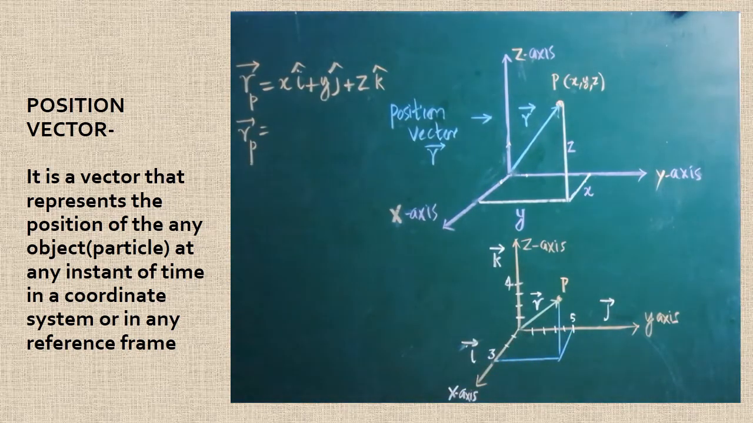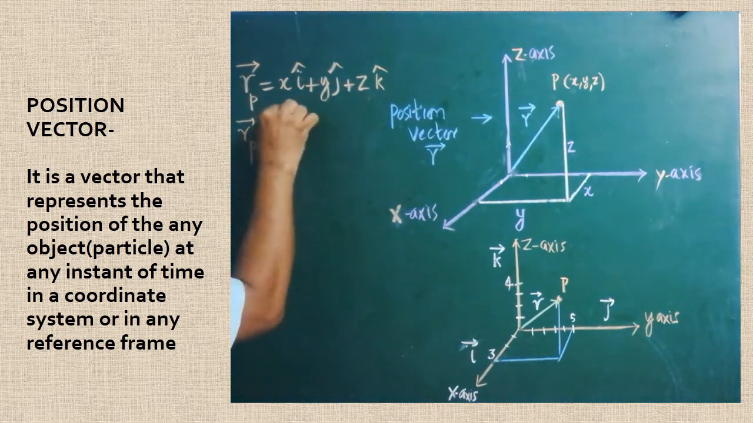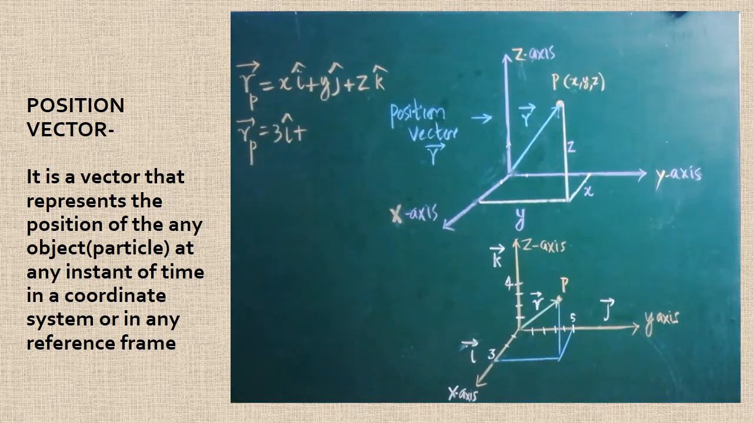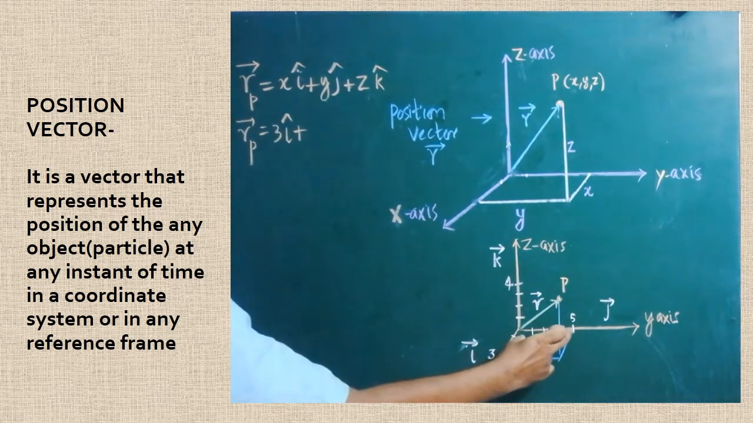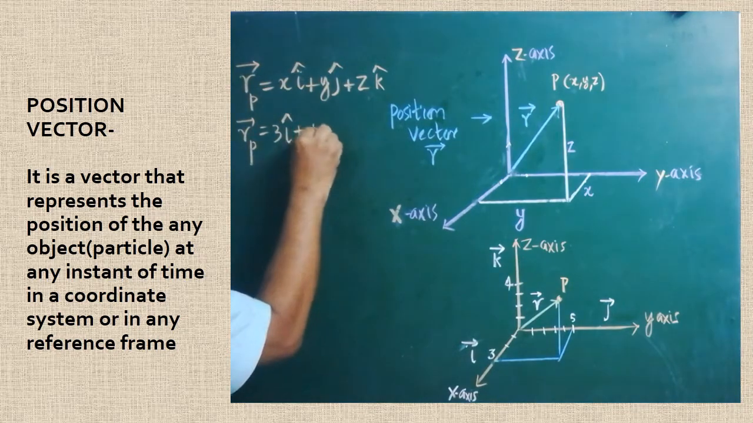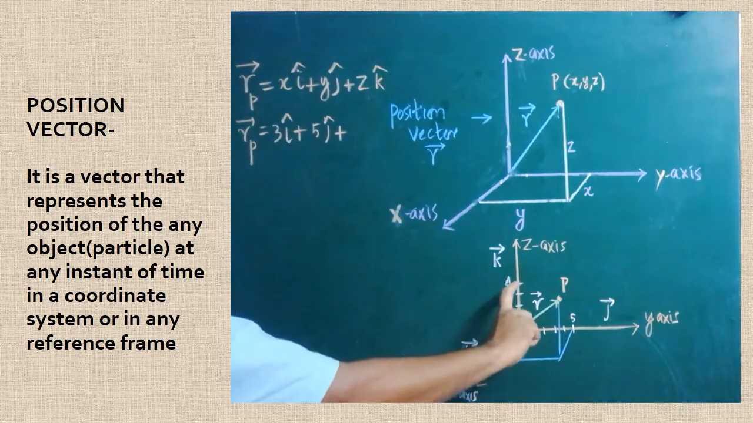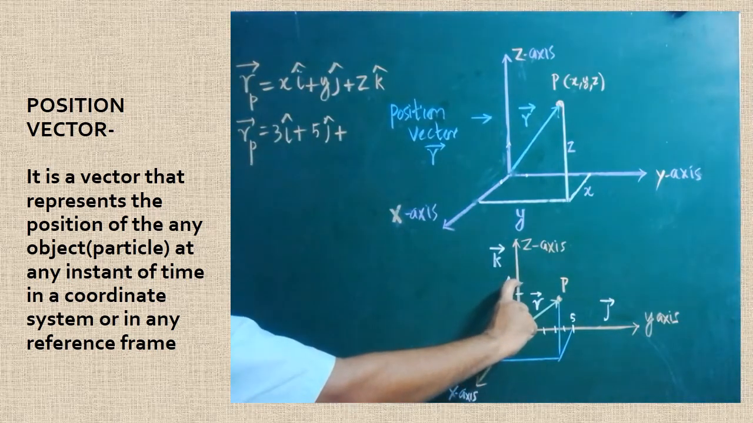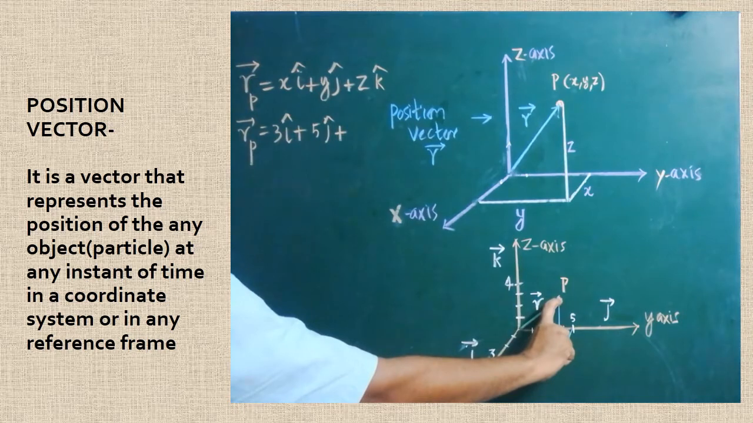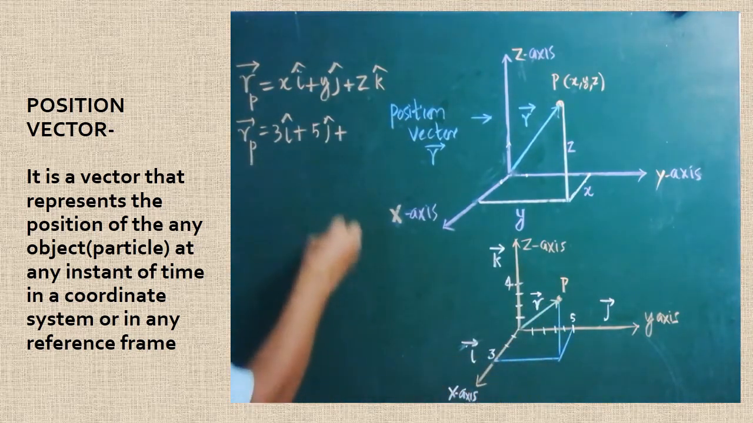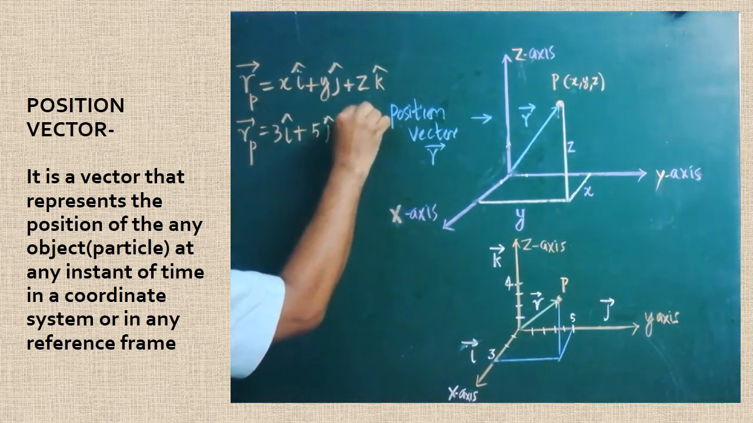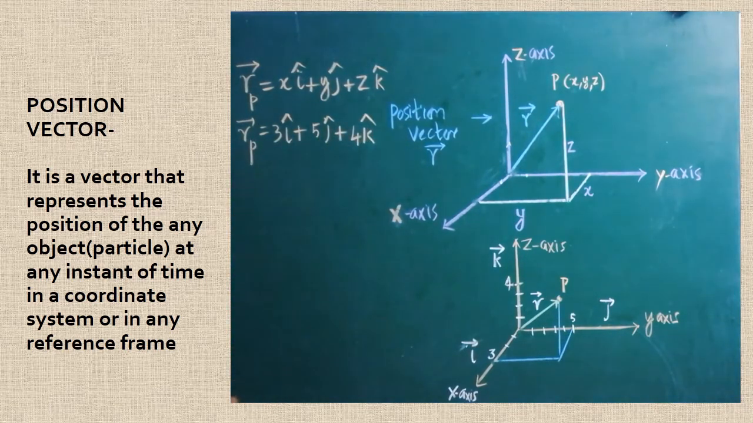So, at what distance is it, tell me? Here 3 units. Therefore, 3 i cap plus y, along the y at what distance is that point P? That point P is 5 units away from the origin in y-axis. Therefore, it should be written as 5 j cap plus, let's see the final axis, with respect to z-axis, at what distance that point P is located from the origin, 4 units. Therefore, 4 k cap. So, this is the representation of the position vector.